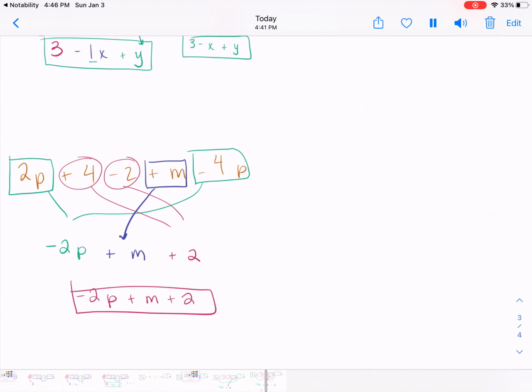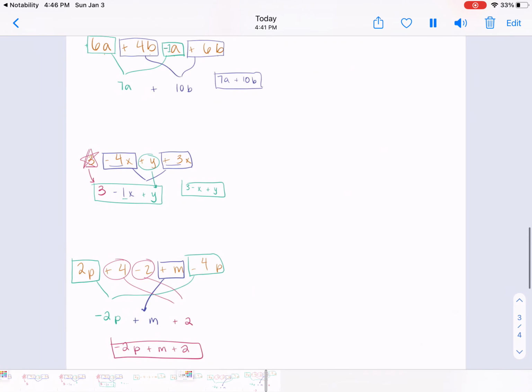Okay. So that's what you do if you have multiple variables. It's the same as you learned before. You just can't combine 2 different things that have different variables. They have to stay separate.